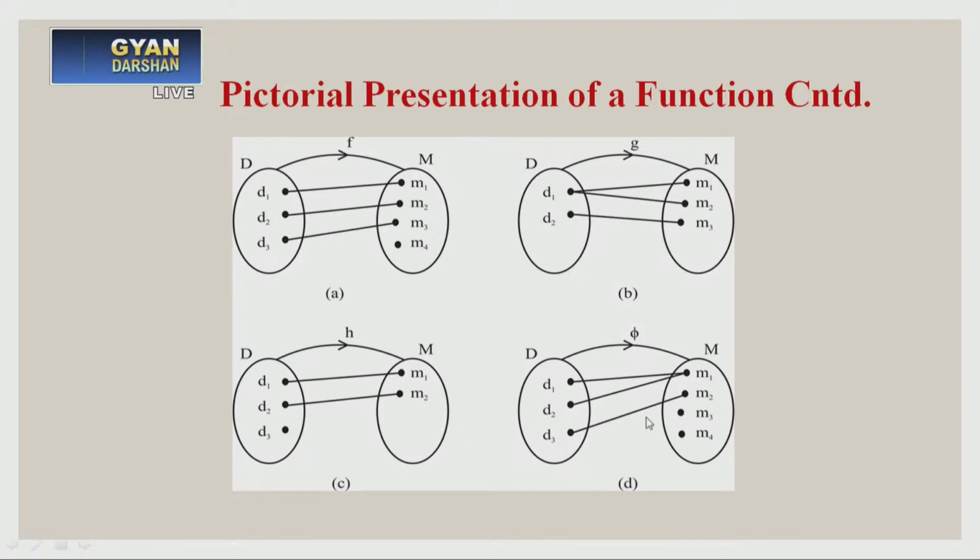Now come to the fourth part. We have 3 daughters, and all daughters have mothers, so the first condition is okay. The second condition says that each daughter should have a unique mother. For D1 that unique mother is M1, and for D2 it is M2. Two or more daughters may have the same mother, that is not a problem. The problem is if one daughter has more than one mother. So both conditions are satisfied and this is also a function. So A and D are functions, while B and C are not.